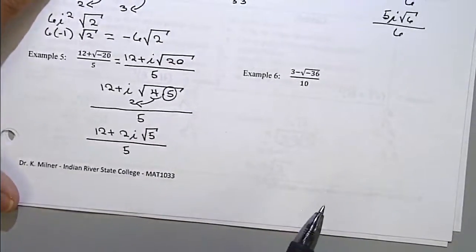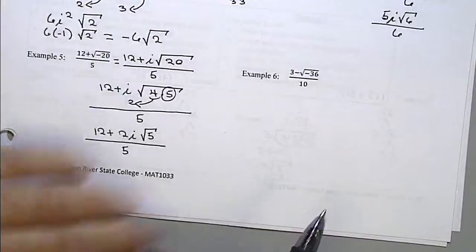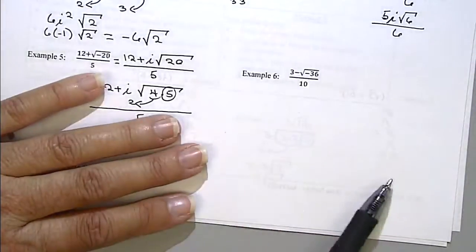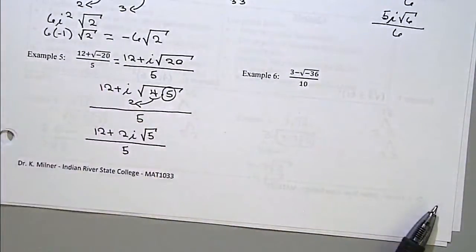All right, let's see what we can do with this next one. Go ahead and take out the square root of the negative 1. This one is pretty simple, and it shouldn't take you long.